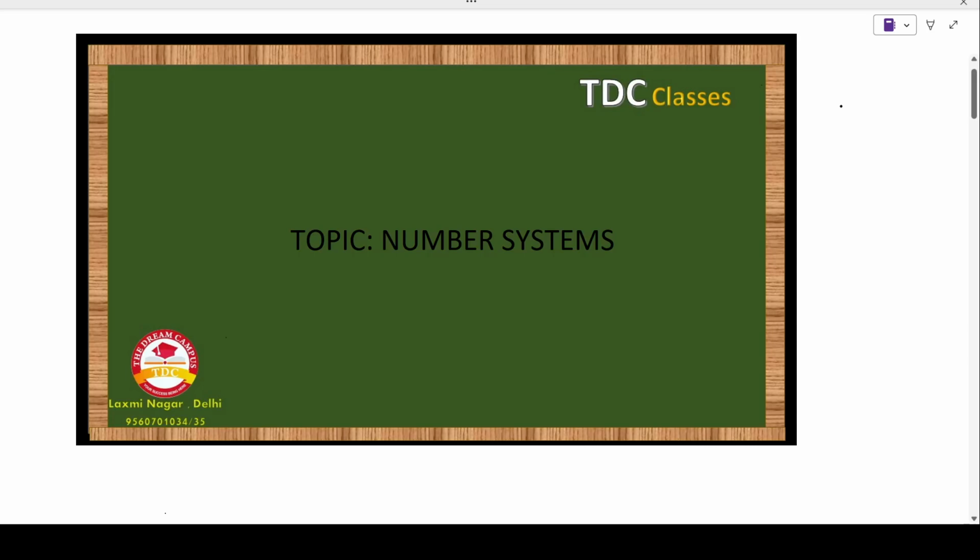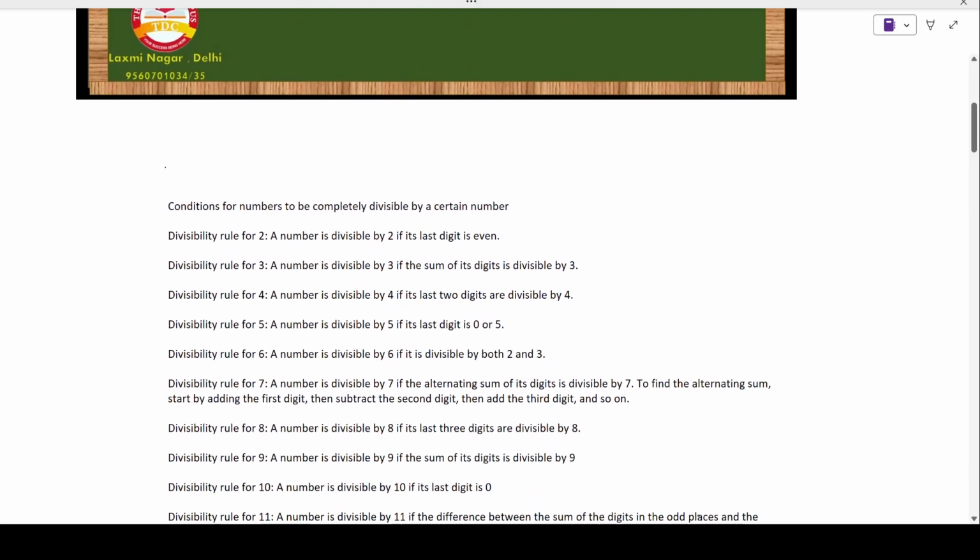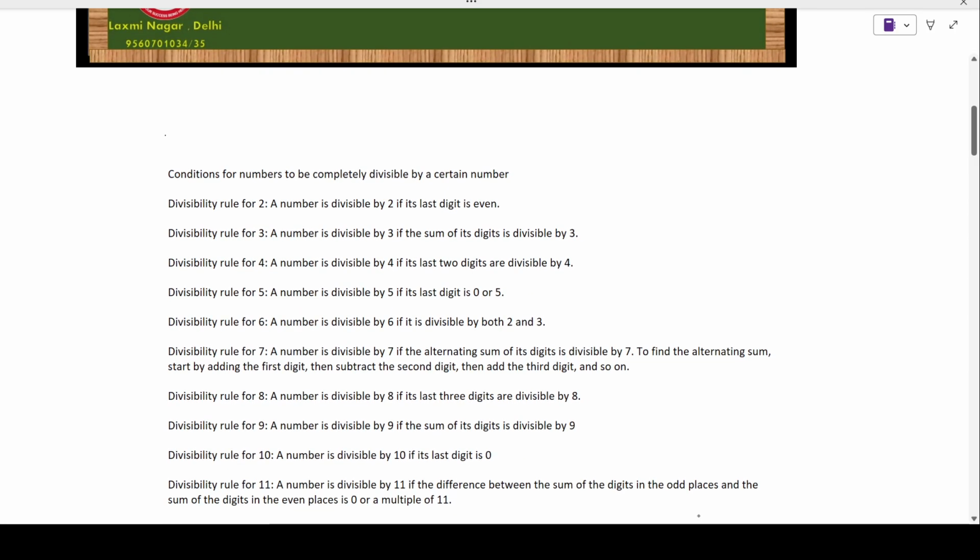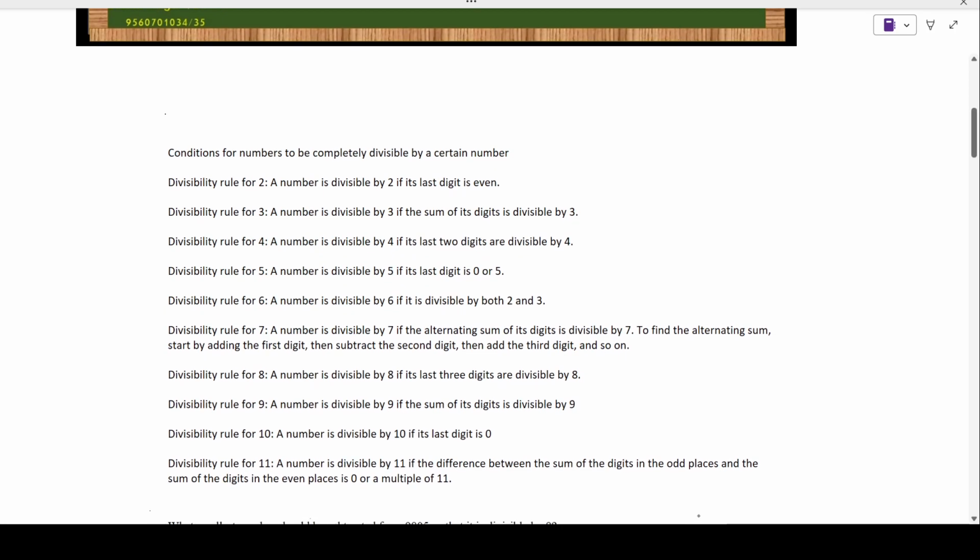Hello everyone. In this lecture we will see some questions on number systems and try to solve them. Before moving forward, we'll see some divisibility rules. These are the conditions for numbers to be completely divisible by certain numbers.